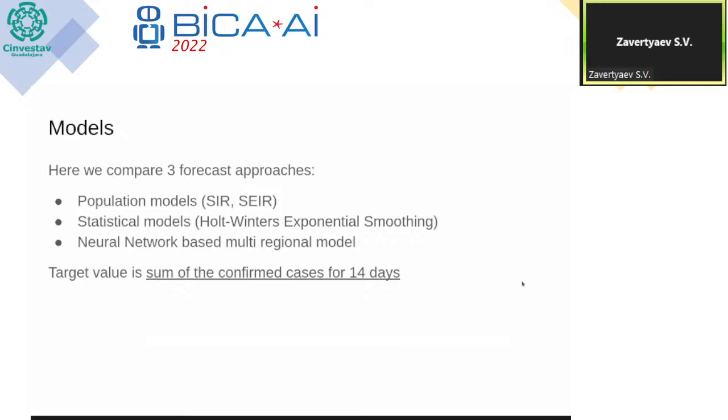The current paper compares 3 forecast approaches: population dynamics models, statistical models, here it's exponential smoothing, and neural networks that use samples from all regions. So basically it's one model for all 85 Russian regions. The target value of the forecast in the current paper is confirmed cases for 14 days.